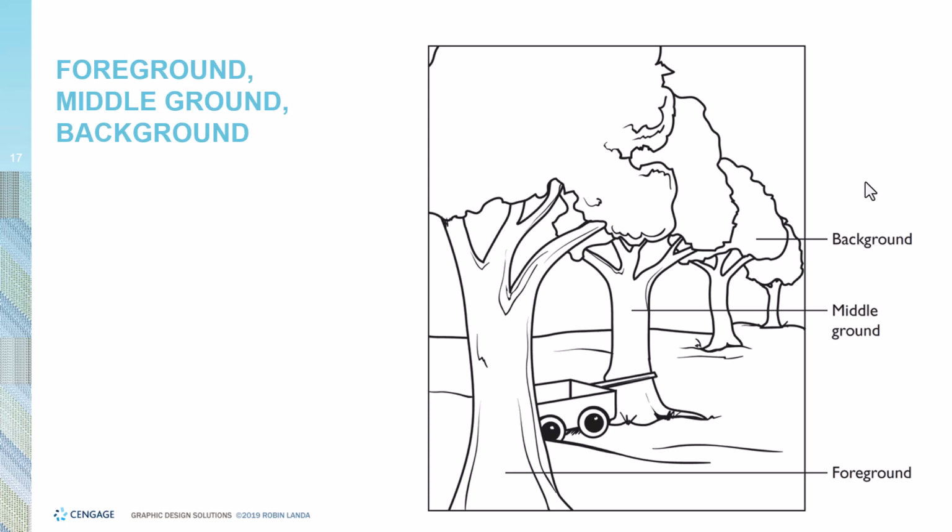The foreground, which is the part of a composition that appears nearest the viewer, the middle ground, which is an intermediate position between the foreground and the background, and the background, the part of the composition that appears in the distance or behind the most important parts. To create the illusion of three-dimensional space, graphic elements positioned in the foreground are bigger, rendered in greater detail. They are brighter. They have more contrast than those in the middle ground and the background.